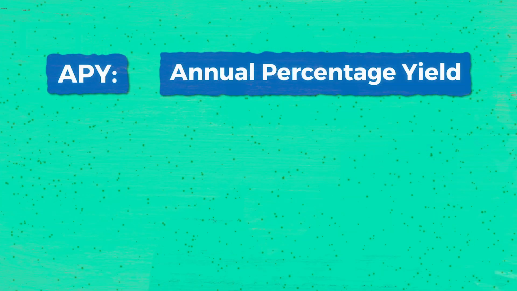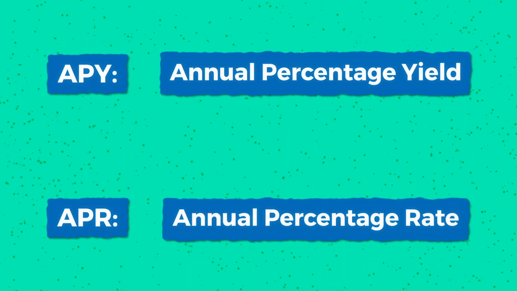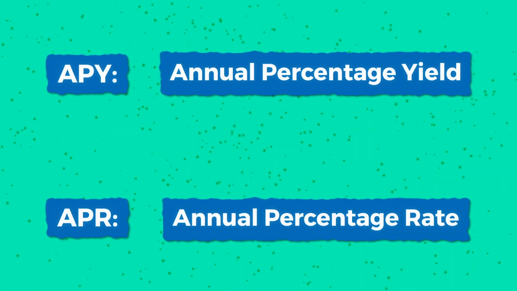Oftentimes on your bills and advertisements from companies, you'll see two different phrases being used: APY and APR. APY stands for annual percentage yield and APR stands for annual percentage rate. With interest that is accrued annually, there's literally no difference between these two definitions. However, the differences come into play when accrual happens more frequently.